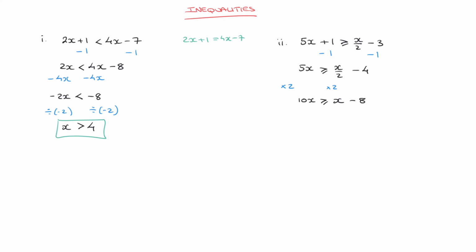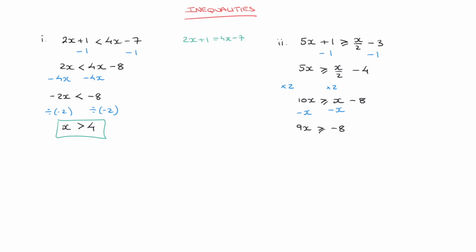Next thing I'll do, of course, is get rid of the x on the right-hand side, and this should be thought of as a positive x. There's no minus in front of it. And so I'll do that by subtracting x from both sides. Okay. The left-hand side, I therefore have 10x minus x, which is 9x. That's greater than or equal to x minus x, which is 0, minus 8, so that's negative 8.